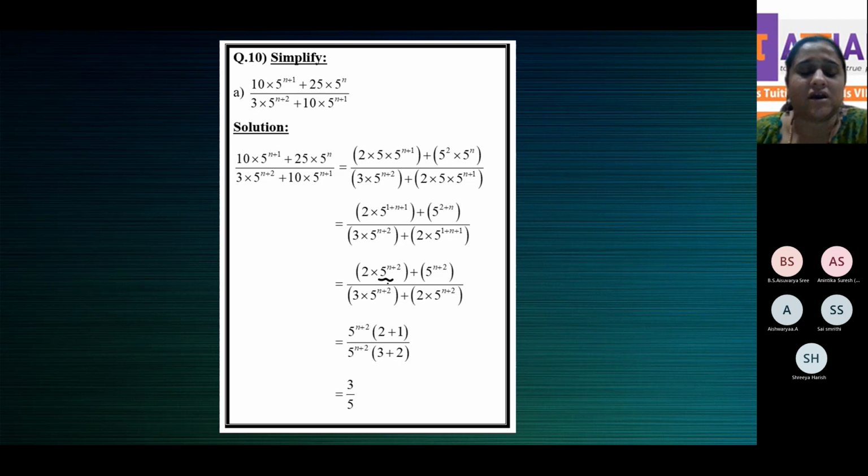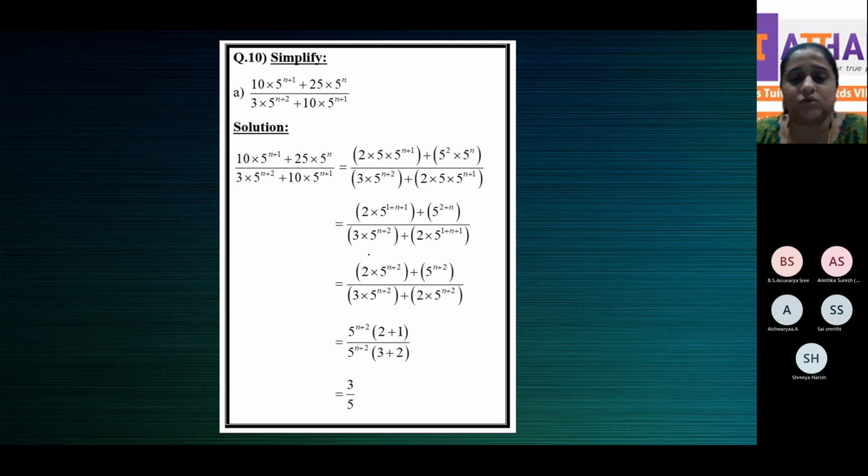See here 5 to the power. Now there are 2 terms in the numerator. Before the plus sign we have this. And after the plus sign we have this. And you can see that in both there is 5 to the power n plus 2. So that comes out common, 5 to the power n plus 2.